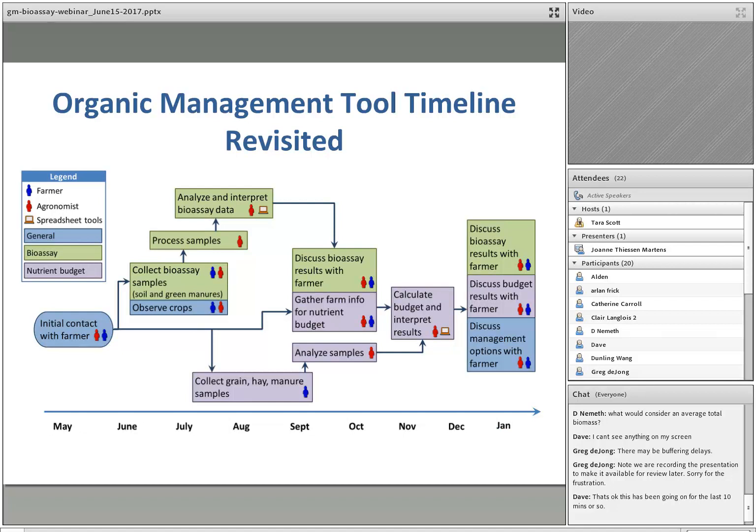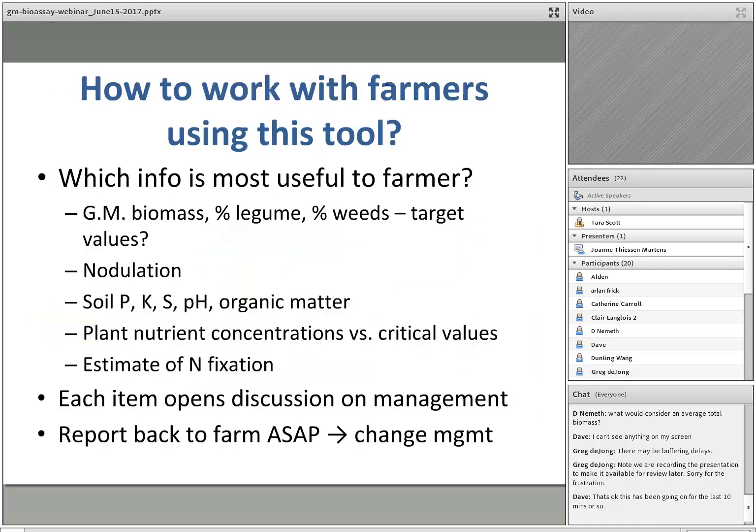I'm coming back now to the big picture, to our organic management tool timeline revisited, and I just want to go over again the importance of the farmer and agronomist relationship through this whole process. As you go through and are, for example, collecting samples and analyzing results, the more quickly you can get those results to the farmer, the better, so that they can make some decisions.